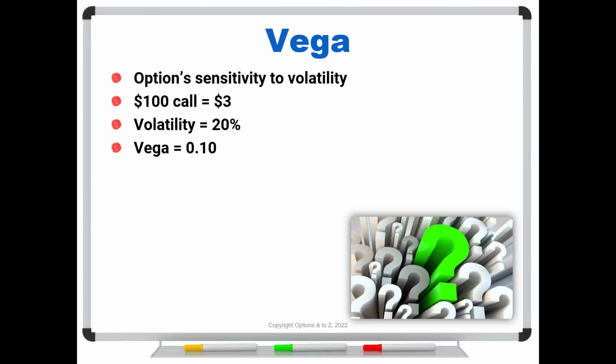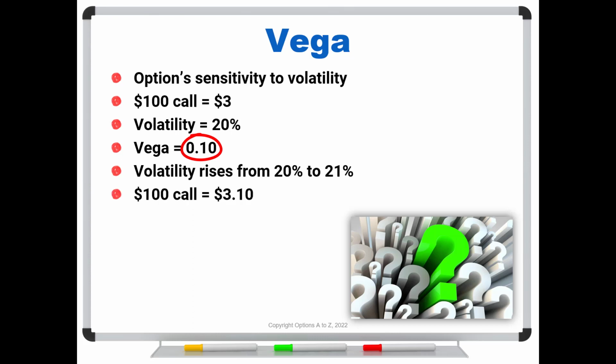What this means is that if volatility rises 1 tick, that is from 20 to 21%, sometimes we'll call it 1 percentage point, but usually professional traders call that 1 tick. What that means is that that $3 option is going to increase by Vega. It's going to pick up 10 cents. So we would expect that $100 call to be trading for $3.10. And this is very easy to check on a pricing model. Just put those numbers in, look at your Vega, increase volatility by 1 tick, and you will see that the numbers come out. So it's just a way of working the pricing model backwards.